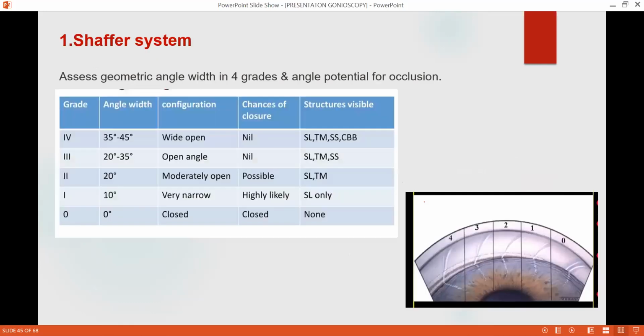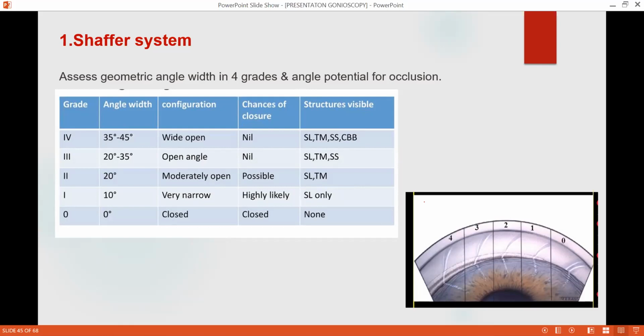Most commonly used is the Schaeffer system, which assesses the geometry of the angle width in 4 grades, and it also gives an idea of the potential for occlusion of the angle. So grade 4 indicates that the angle width is 35 to 45 degrees. The angle is wide open. There is no chance of angle closure, and all structures are visible.